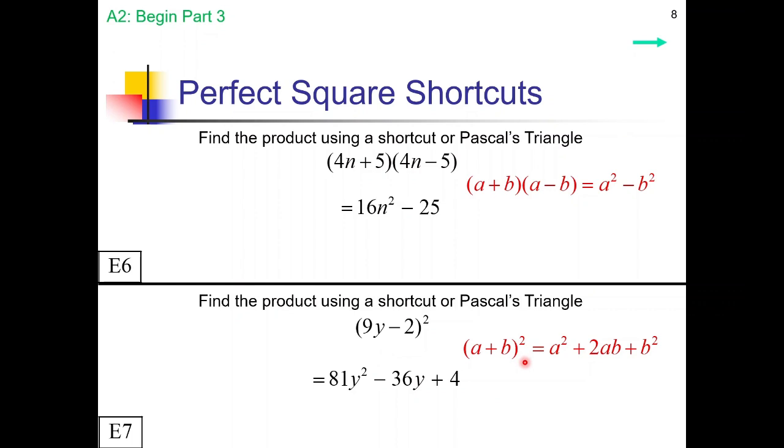This was also kind of the reverse version of the shortcut we were using when we were completing the square. So this one's kind of important for multiplying and going the other direction as well.